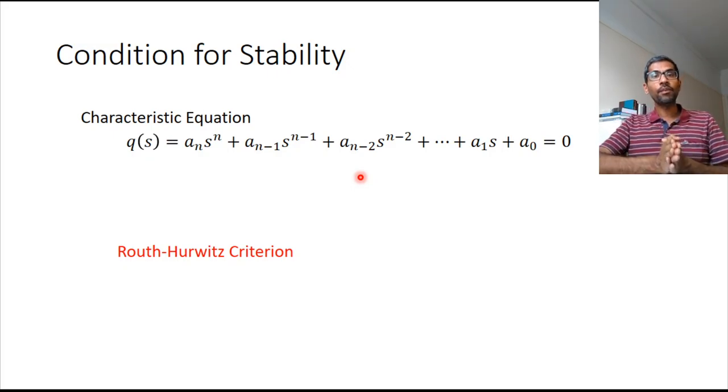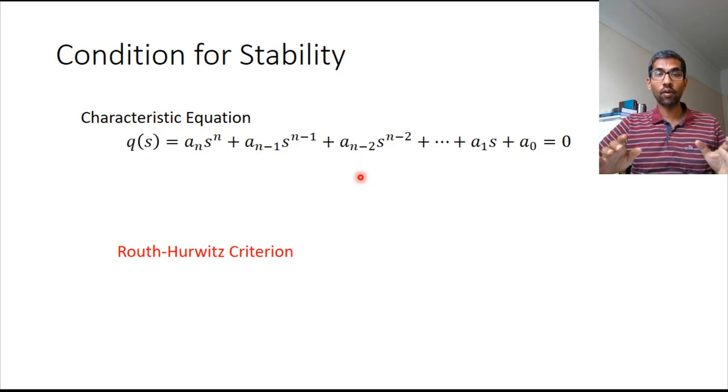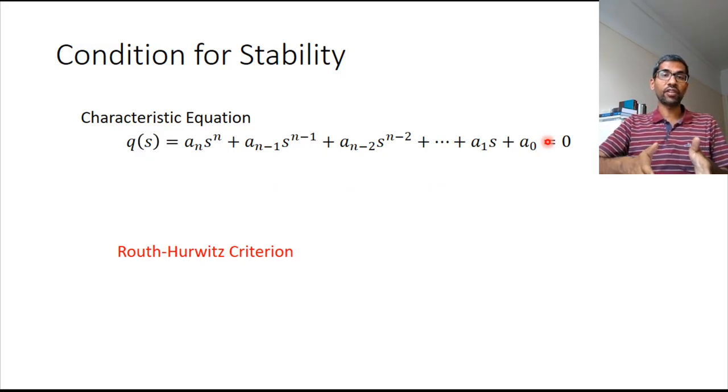Now, I just want to repeat this. For a first order or second order or for a higher order system, to evaluate stability, all you need to do is find the roots of this characteristic equation. The roots of the characteristic equation are going to be the poles. And if all the poles have negative real parts, the system is going to be stable. But finding the roots of this equation is quite complicated. So we are trying to make easier rules, right?